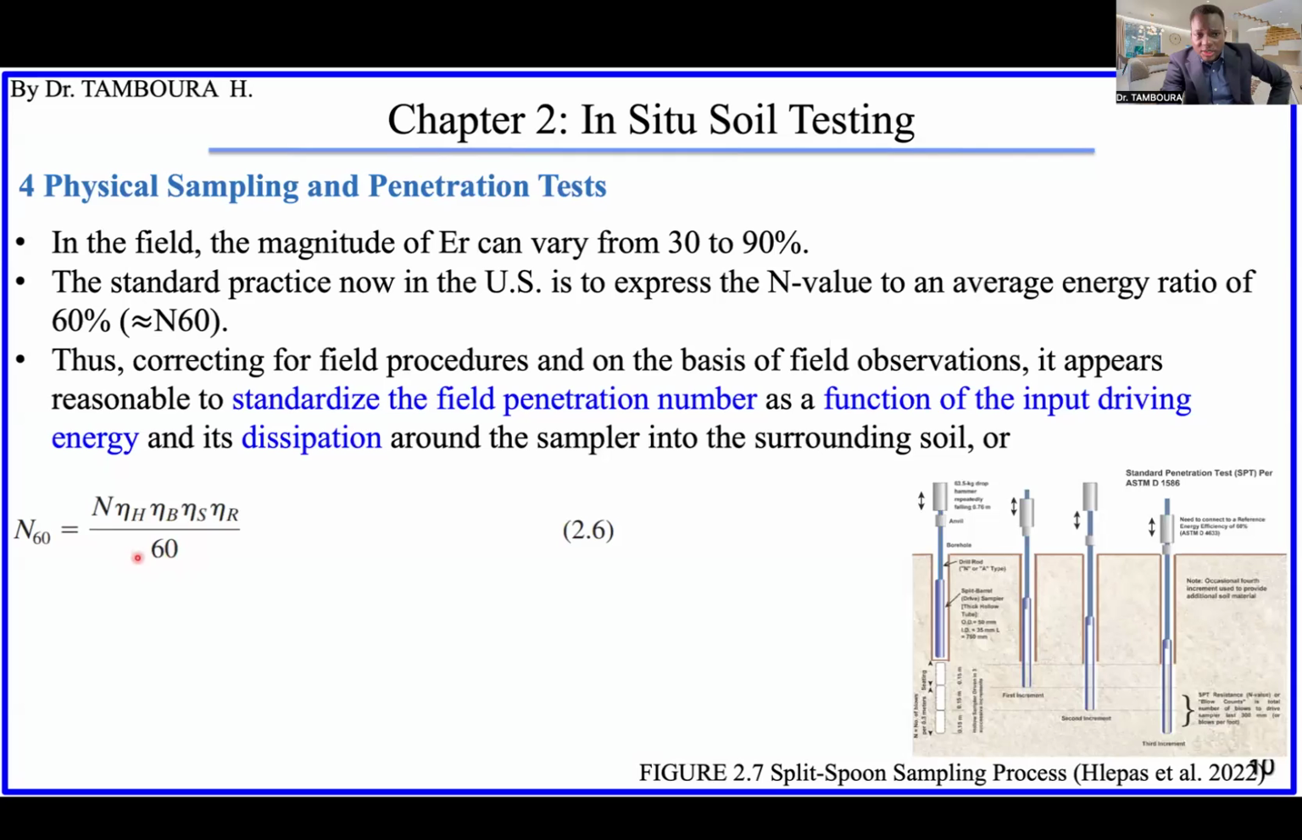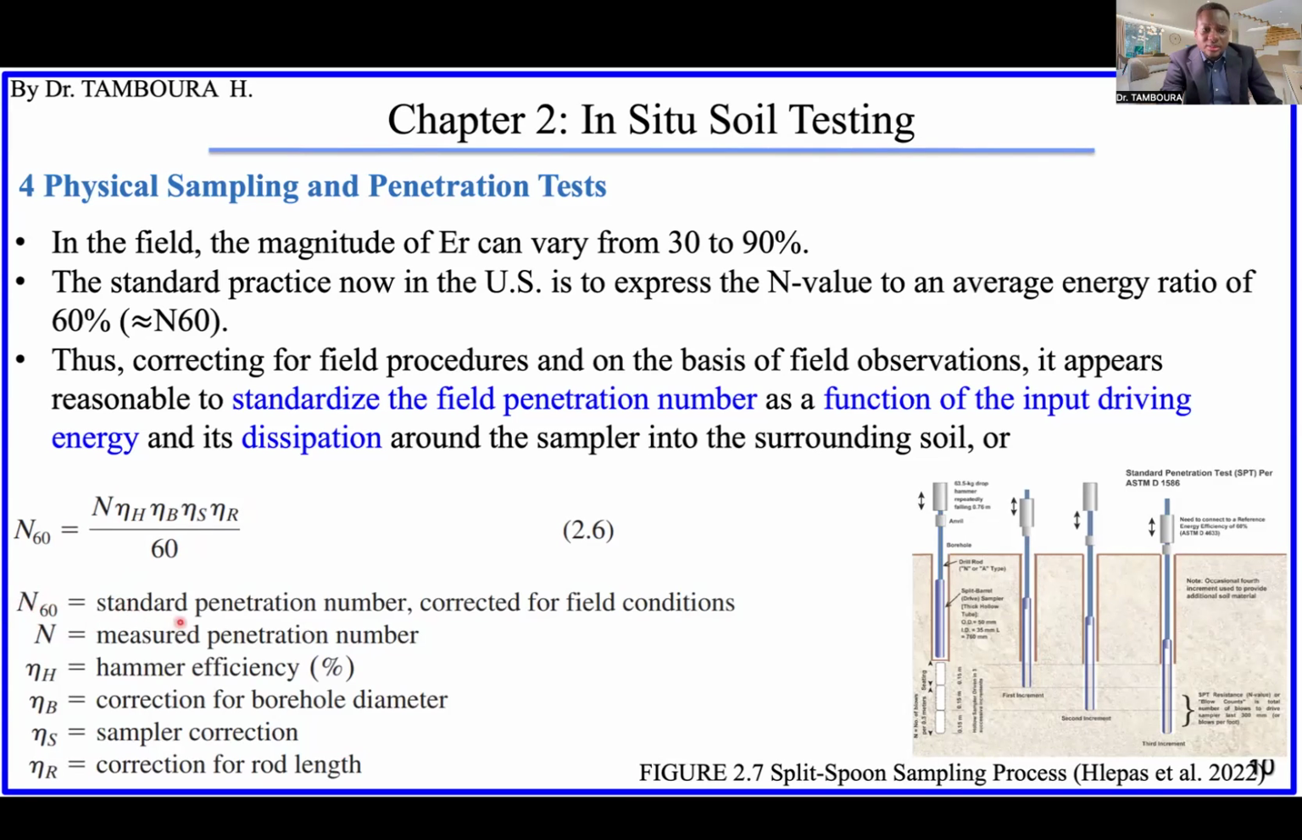And then you divide by 60. No matter the N value you obtain, use this formula to obtain the N60. This is now the standard, the corrected N value. Depending on the type of hammer you use, you will see soon the correction from these factors.